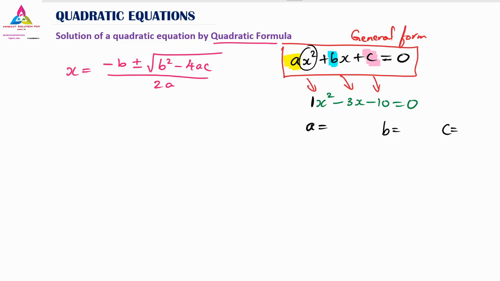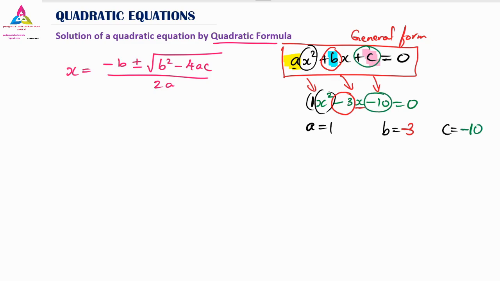So x square we have, but along with that x square we have what? 1. So a value is 1. What is the b value? B value is minus 3. Yes, b value along with the x. So along with the x, we have b value, that is minus 3. And lastly, we have the c value, that is minus 10.